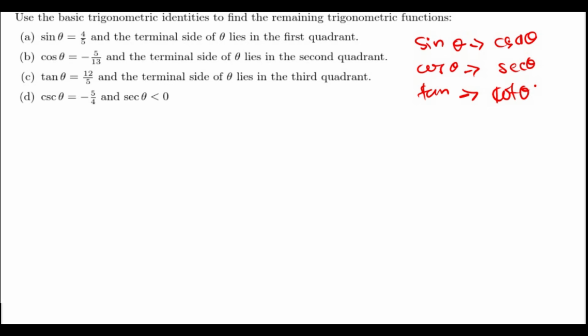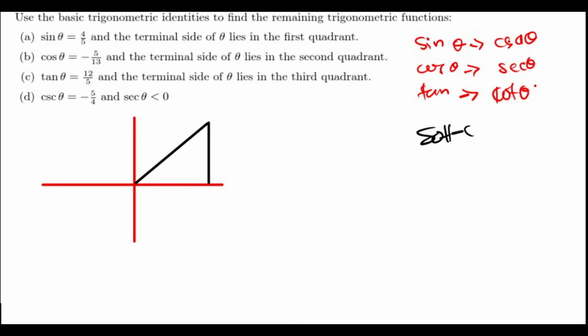So the first thing is to come up with a simple xy plane. We are saying that sine theta is equal to 4 over 5, and the terminal side of theta falls in the first quadrant. So here is the first quadrant. Now, using SOH CAH TOA, we are going to have theta, which is here.